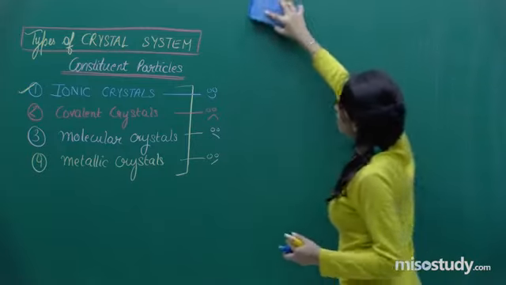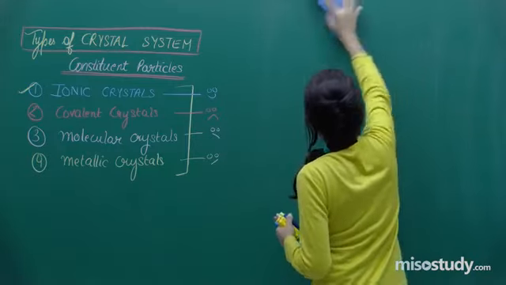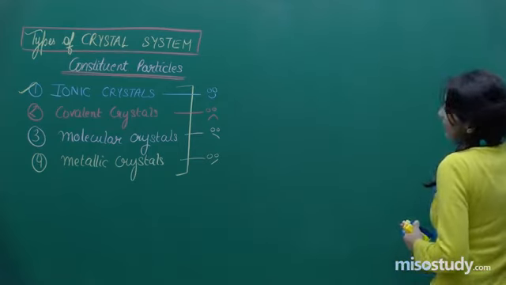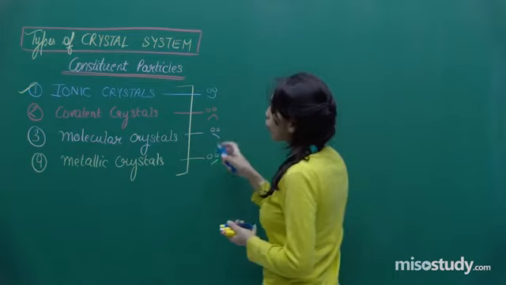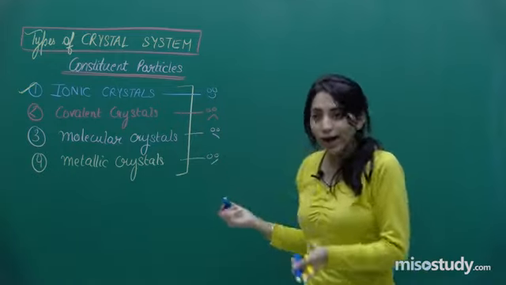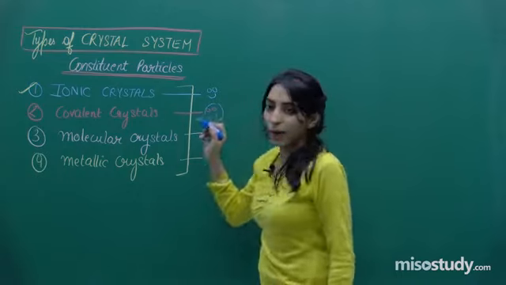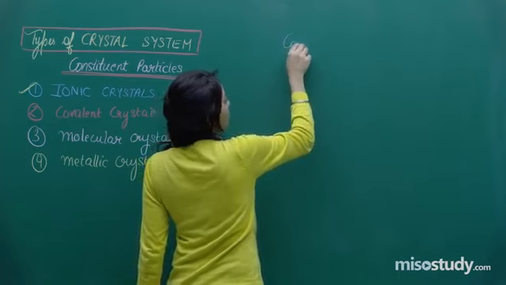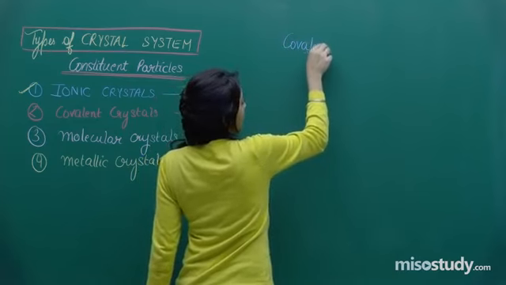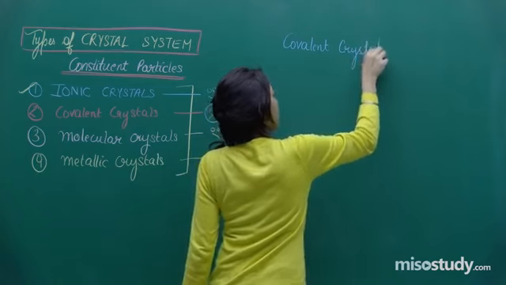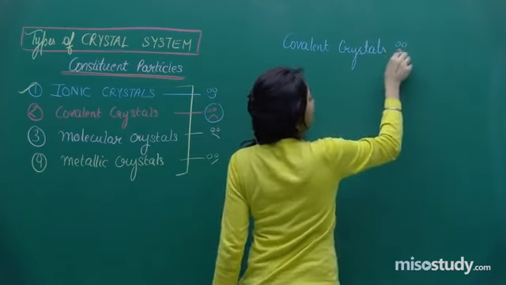So the second crystal system, as you can see in the list, is covalent crystals. Let's see the details of covalent crystals. So covalent crystal is generally represented, like I have represented it, with a sad smiley. So let's start with a sad smiley now. Covalent crystals.